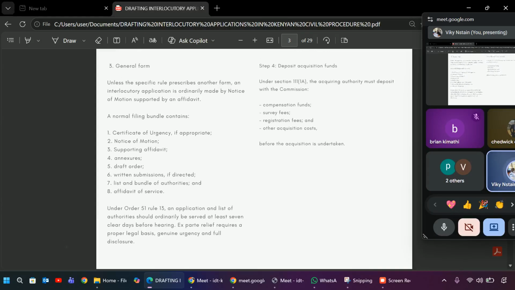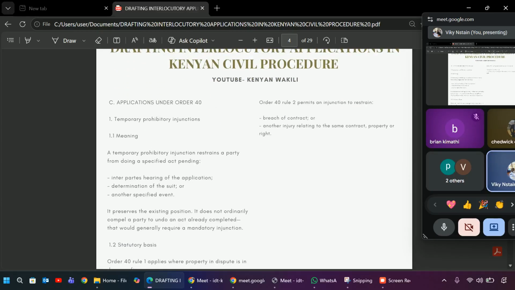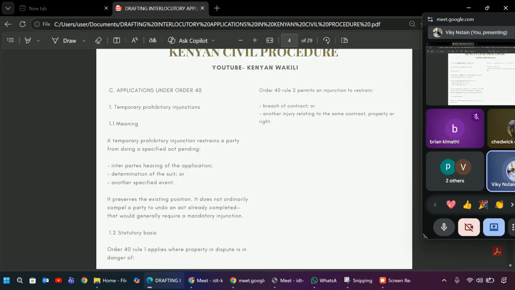We will have to revisit the same. So I will start with the first application, on applications being brought under Order 40. Generally, we will start with the theory part of it, then go to practice. I'll project the drafting. We start under Order 40 with temporary prohibitory injunctions.